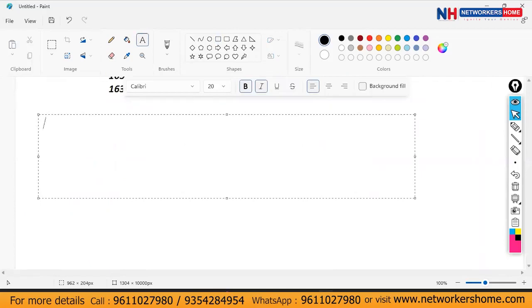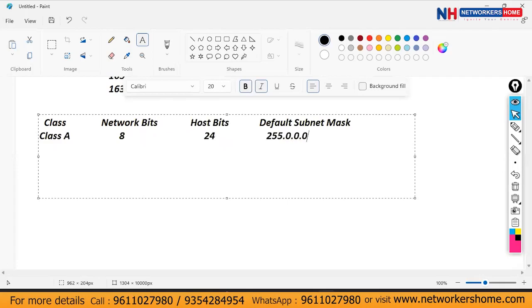So class, network bits, host bits, and default subnet mask. For class A, network bits are 8, host bits are 24, and the default subnet mask is 255.0.0.0. For class B, we have 16 network bits, 16 host bits, and the default subnet mask is 255.255.0.0. For class C, we have 24 network bits and 8 host bits, and the default subnet mask is 255.255.255.0.